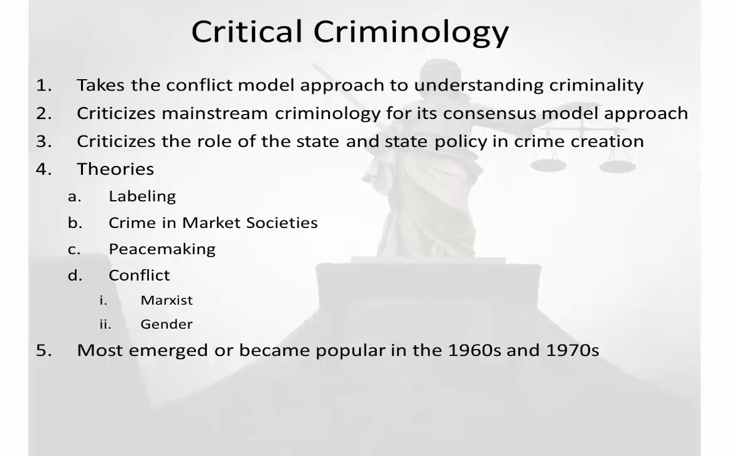There are four main theories that fall within critical criminology: labeling theory, crime and market societies, peacemaking criminology, and conflict criminology. Under conflict criminology, we have two other paradigms: Marxist criminology and gender theories. Most of the critical criminology theories emerged in the 1960s and the 1970s, mainly because of the political context and overall societal climate of that period.